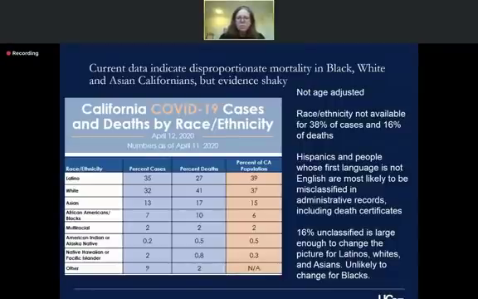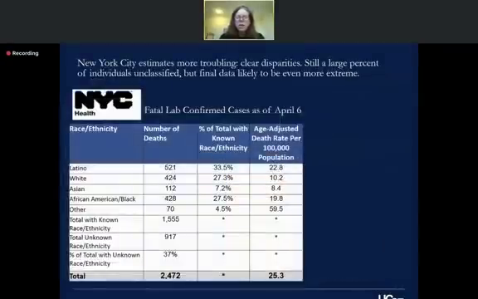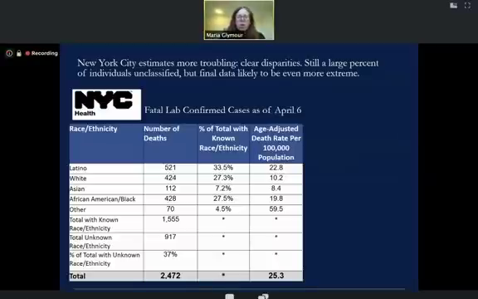Next slide, please. The story is even starker in New York, where if you look at age-adjusted death rates per 100,000 population, you see that Latinos and African Americans have about double the age-adjusted death rate compared to whites. There's a really pretty stark inequality there.